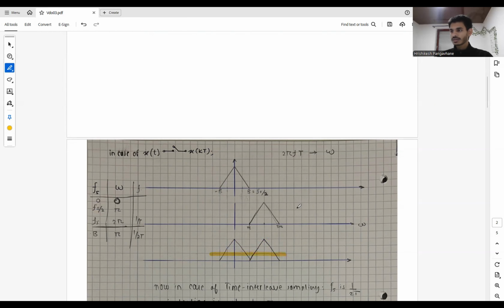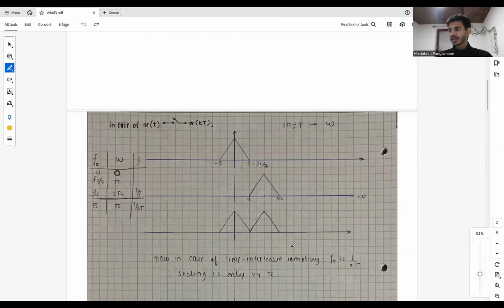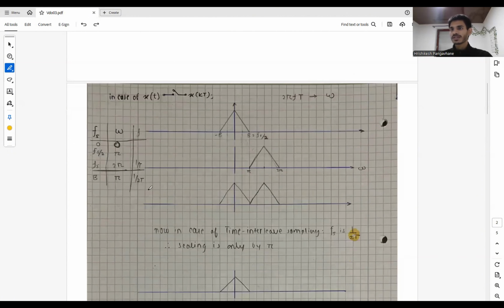So we are familiar with this technique. Now in the case of time interleaved sampling, we know that fs is not 1 by T, it's lesser than 1 by T, it's half of 1 by T, so it's 1 by 2T. So the scaling is only done by pi and it's not done by a range of 2 pi. First it was shifted by 2 pi, now it will be only shifted by pi, and this is the reason. This is the scaling table.